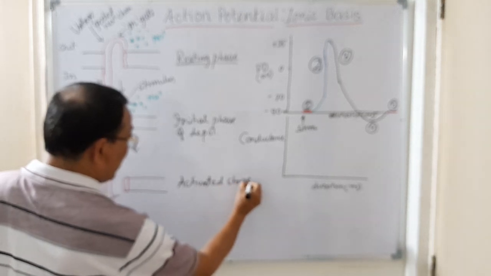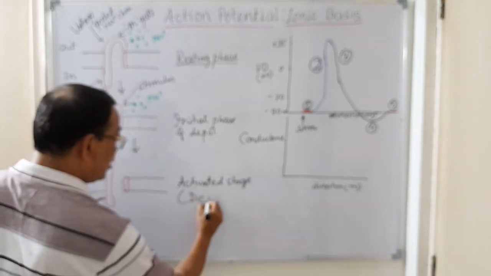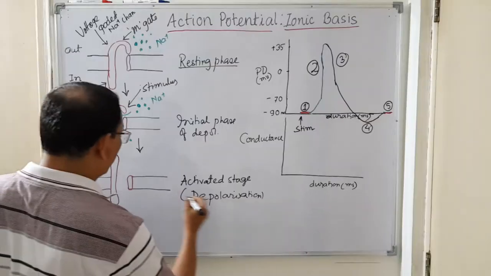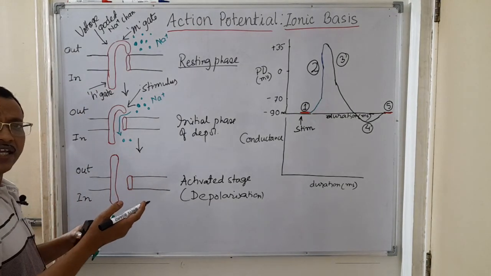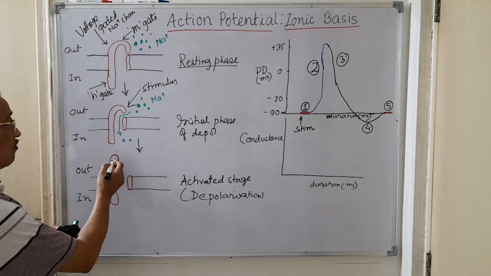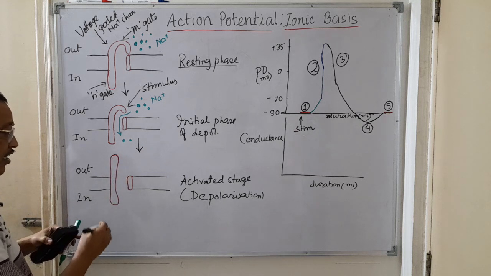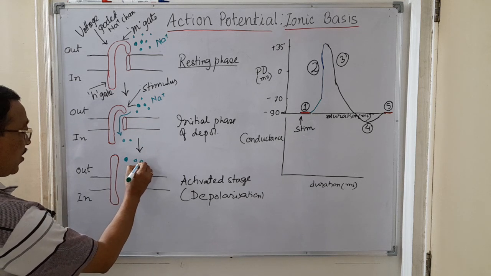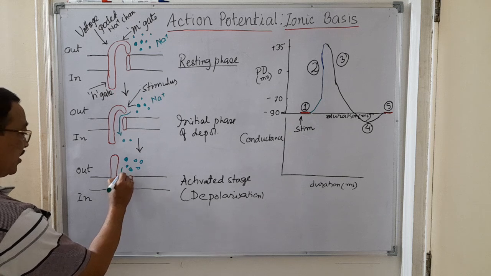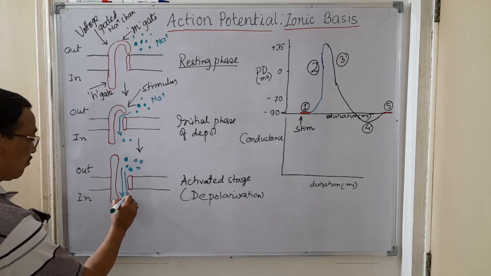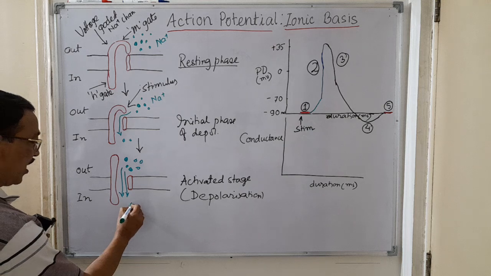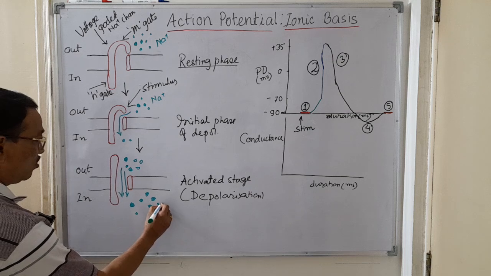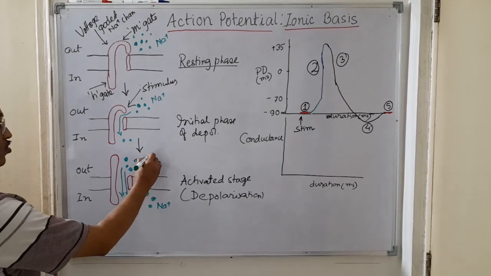which is known as the activated stage, or the depolarization phase. So here there is a rapid opening of the H gate of the voltage gated sodium channels. As a result, there is a rapid entry of the sodium ion from outside to inside. So sodium ions will rapidly enter inside.